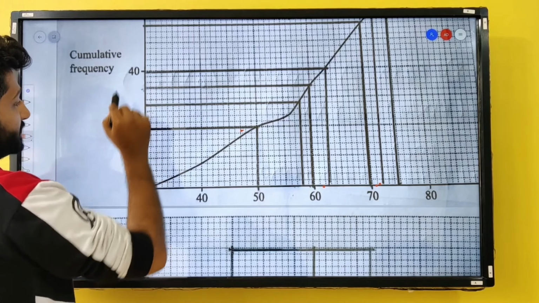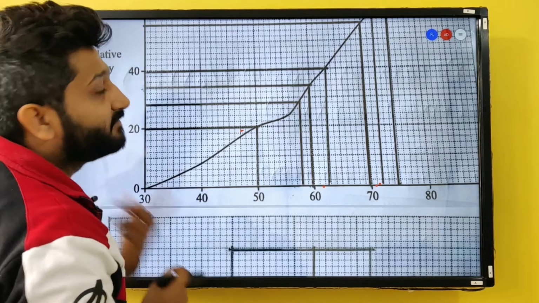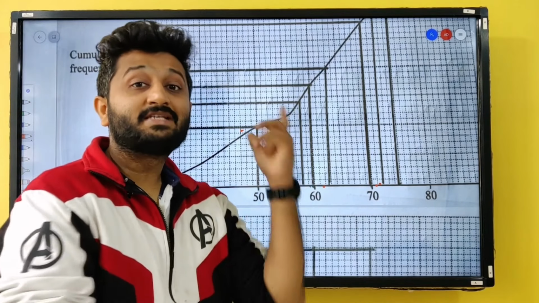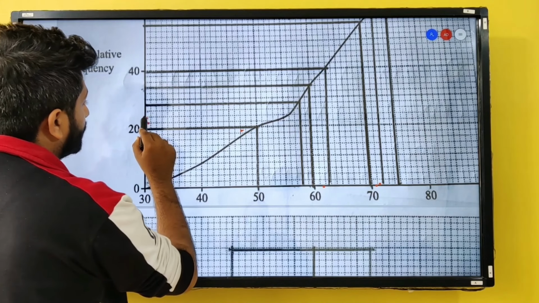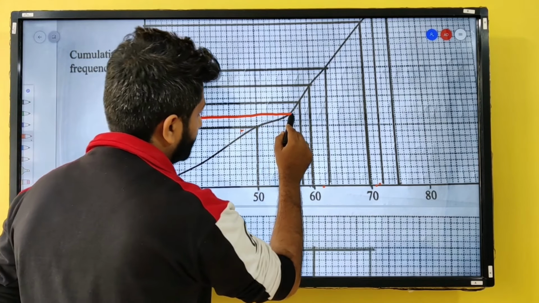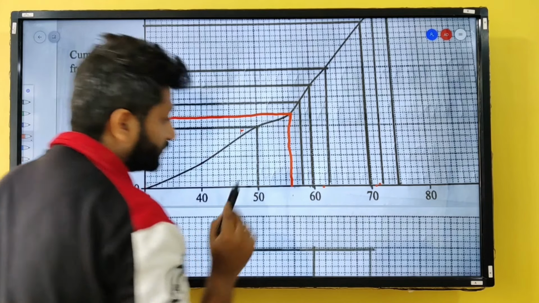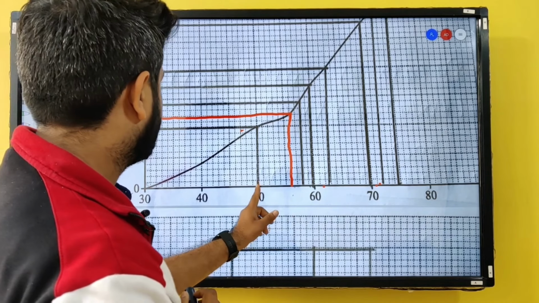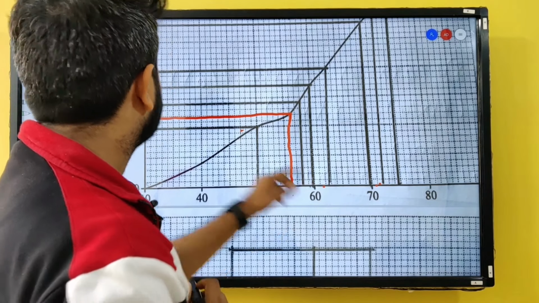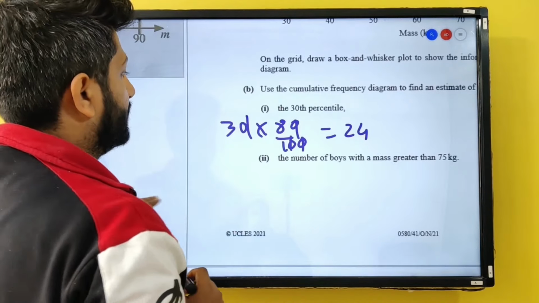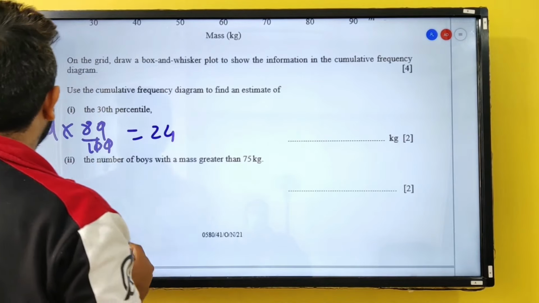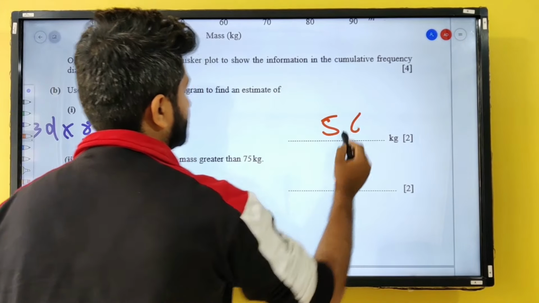Okay. So see, from 20 to 40 there are 10 divisions, so each division is of 2 units. So this is my 22, this is my 24. So when my line is at 24, this is my value. I think this is 51, 2, 3, 4, 5, 6. So at the 30th percentile, my value of the mass is 56.